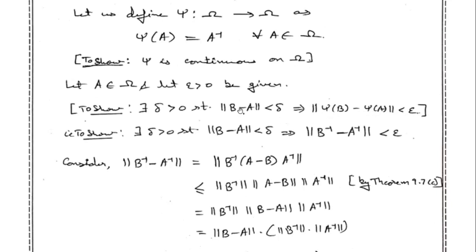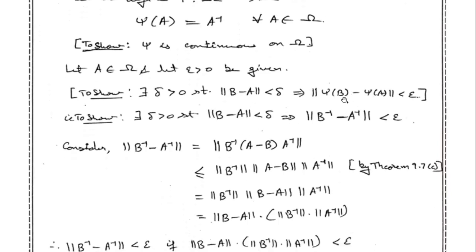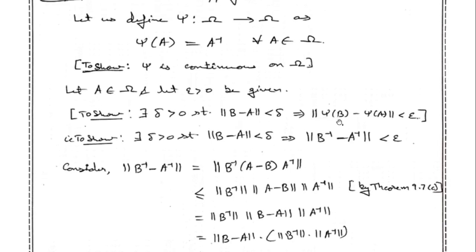So whatever was the role played by norm of x minus a less than delta, and norm of fx minus fa less than epsilon, f mapping is replaced by psi here, and x and a are replaced by b and a, because b is the general mapping playing the role here, and a is the fixed mapping here. A is a fixed element of omega in terms of the non-linear space. Now, just one thing, it simplifies to understand what we are going to prove.